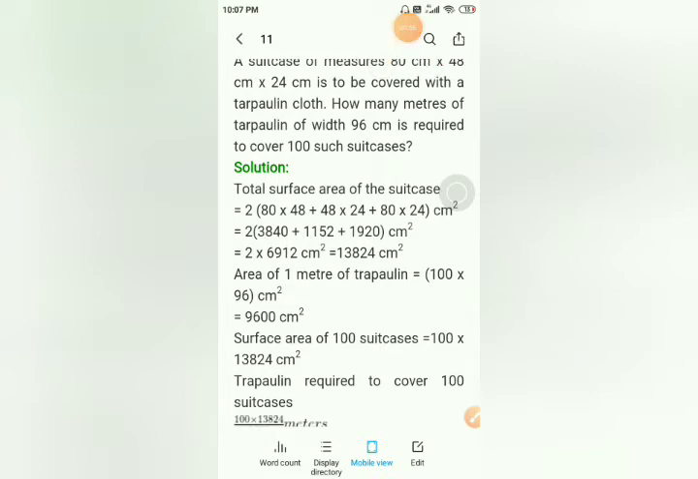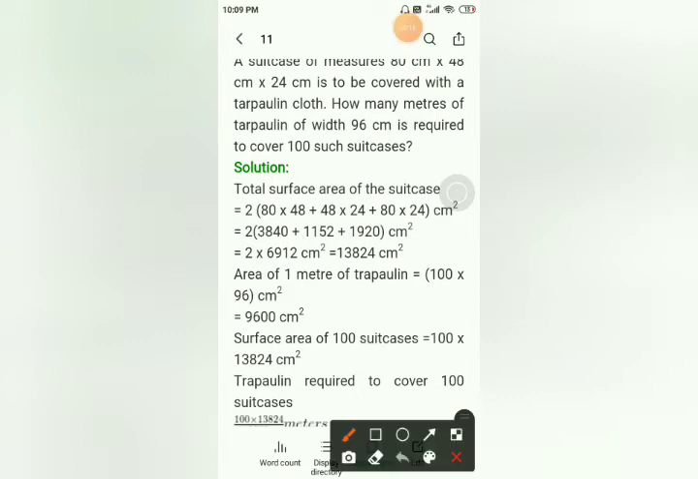Now, to cover this suitcase, that tarpaulin will have to be wrapped all around. So, total surface area is considered. Now, what is the formula to find the total surface area of a cuboid? It is 2 times L into B plus 2 times B into H and 2 times H into L. This is the formula. We have substituted the values and we got the area as 13824 centimeters square.